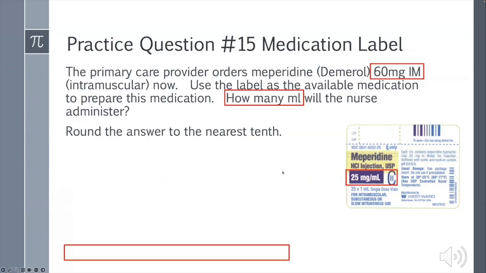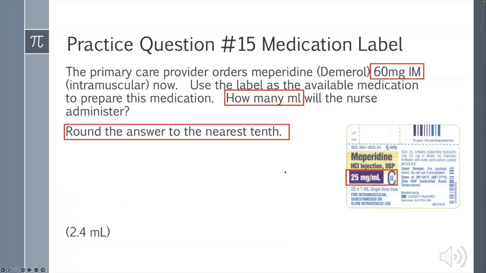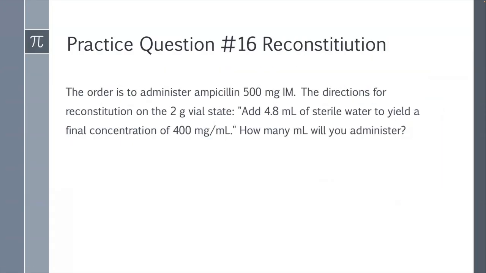All right. Let's talk about reconstitution. All right. We ain't done yet. So, practice question for reconstitution. The order is to administer ampicillin 500 milligrams IM. The directions for reconstitution state: for the 2-gram vial, add 4.8 milliliters of sterile water to yield a final concentration of 400 milligrams per milliliter. How many milliliters will you administer?